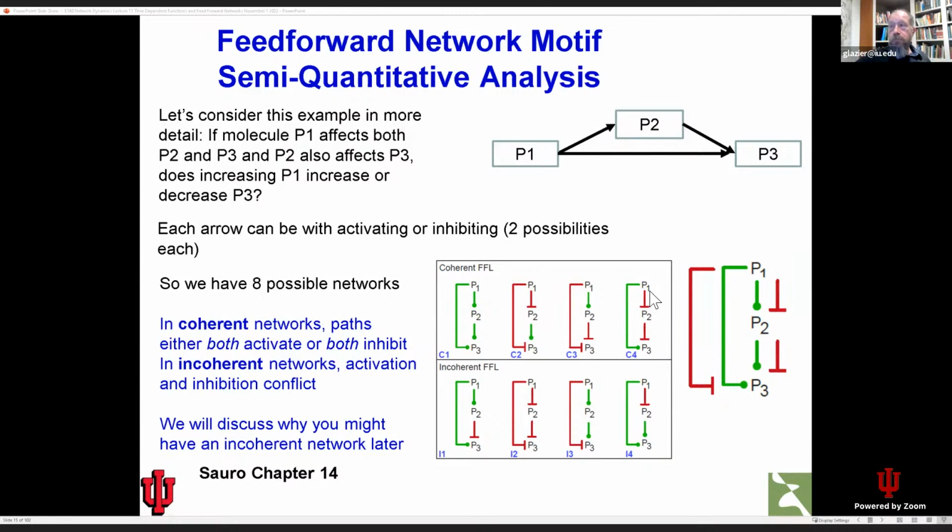The third one, P1 increases P3 directly. P1 decreases P2. Decreasing P2 increases P3. So increasing P1 increases P3. Two minus signs, two negatives, make a positive. So these are all the possible combinatorics I can have.